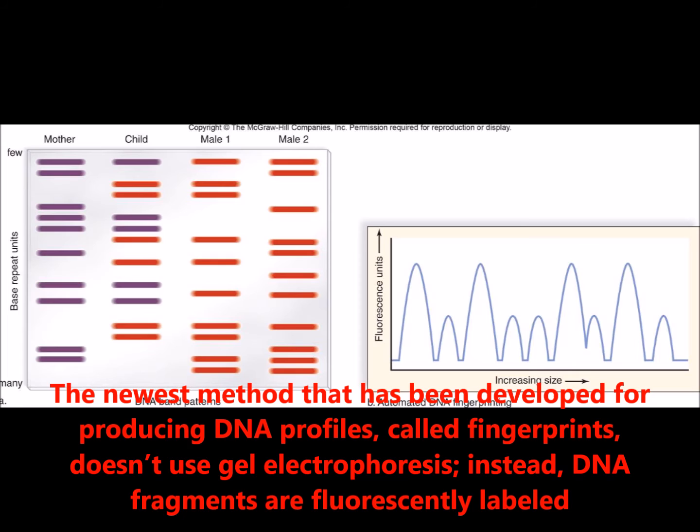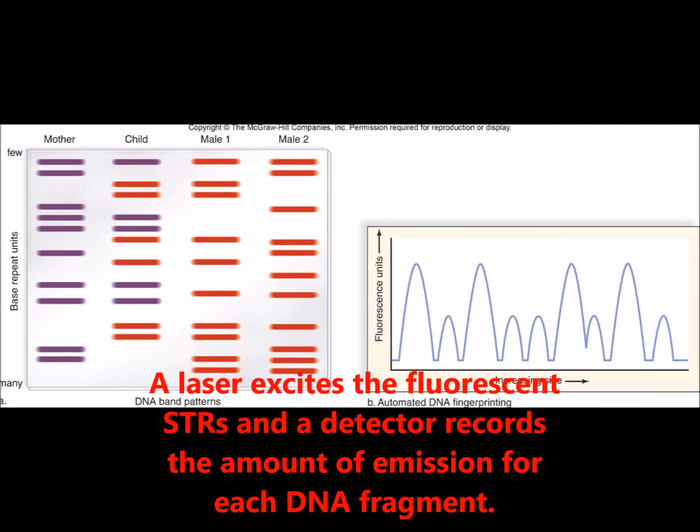The newest method that has been developed for producing DNA profiles, called fingerprints, doesn't use gel electrophoresis. Instead, DNA fragments are fluorescently labeled. A laser excites the fluorescent STRs, and a detector records the amount of emission for each DNA fragment.